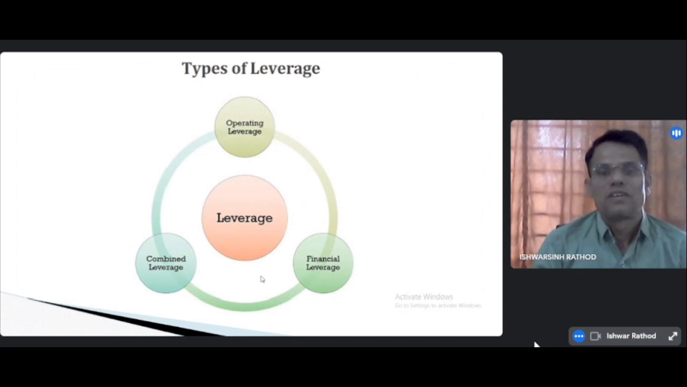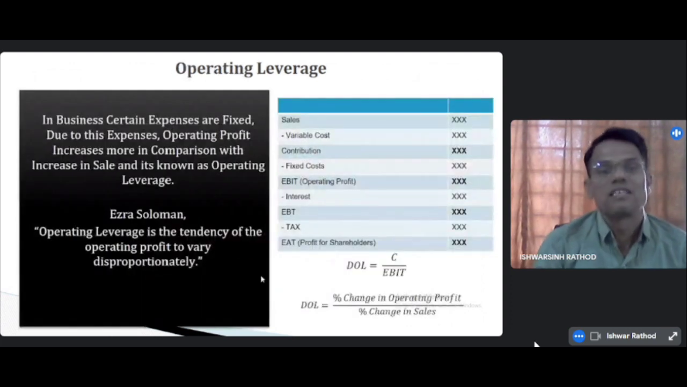Types of leverage: first, operating leverage; second, financial leverage; third, combined leverage. First, operating leverage: in a business, certain expenses are fixed. Due to these expenses, operating profit increases more in comparison with the increase in sales. According to Ezra Solomon, operating leverage is the tendency of the operating profit to vary disproportionately with sales.